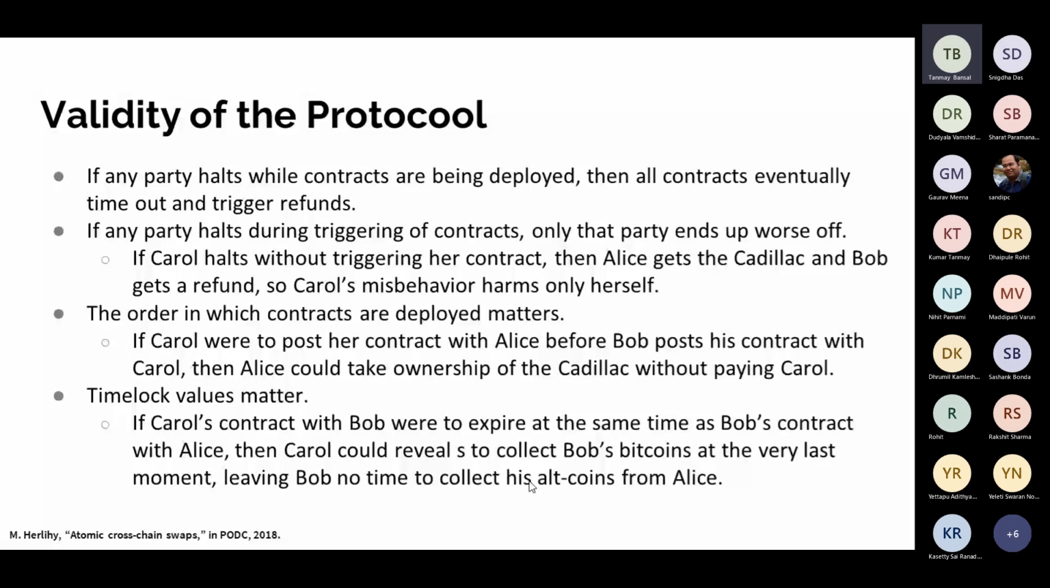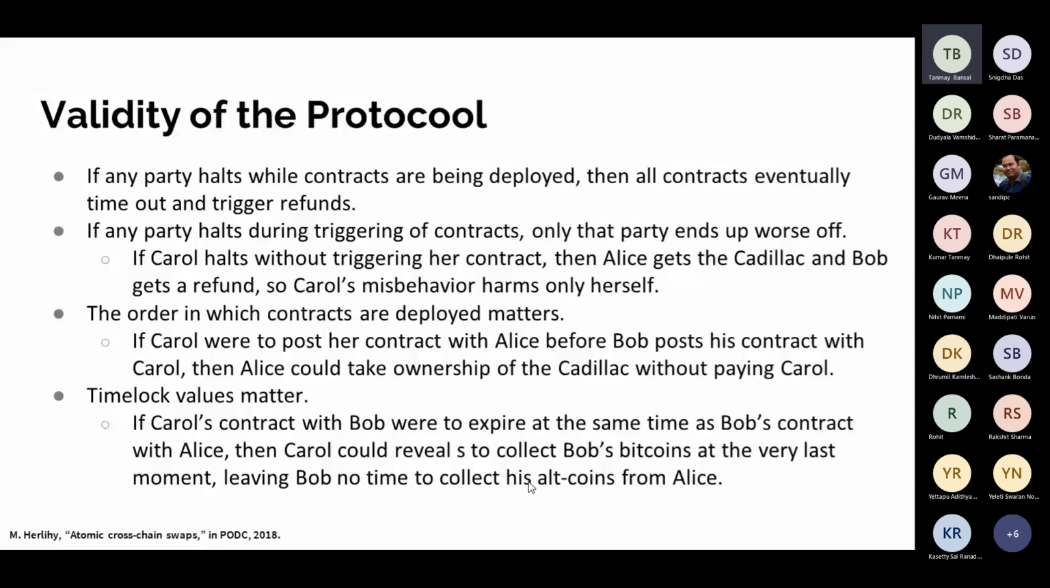Now, while things are working, if any party halts during the triggering of contracts, only that party ends up worse off. This is interesting. So for example, Alice had revealed the key, and then what would happen? Alice would get the Cadillac's title, but if Carol does not do anything, then she would not get her bitcoins. And then Bob finally will get a refund because of this timeout. So you see that if Carol halts, her misbehavior would only harm herself. The others will not be affected.